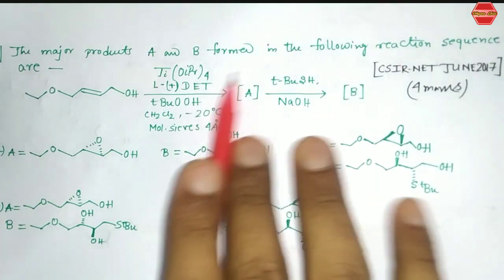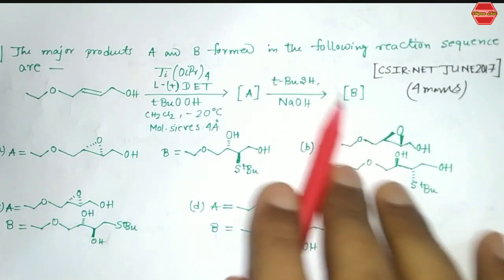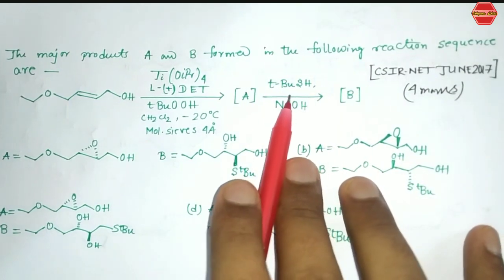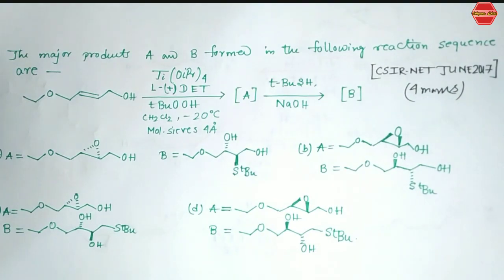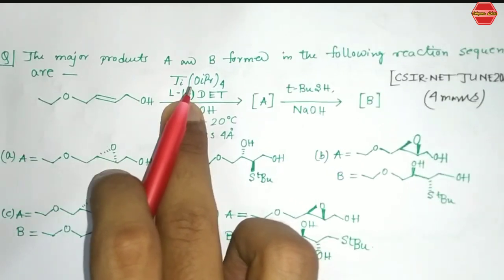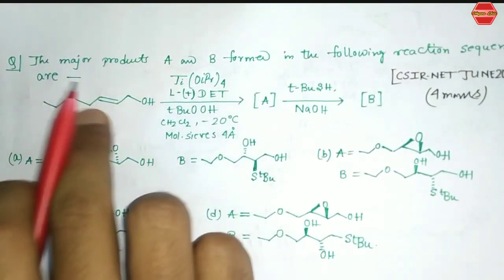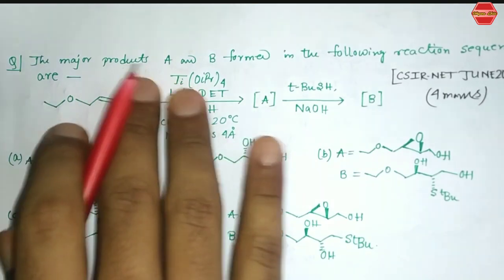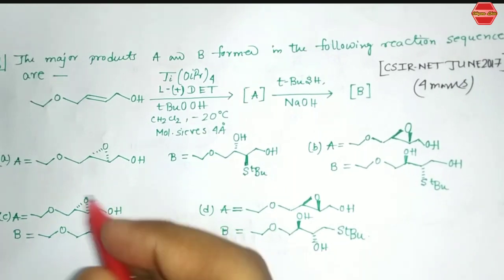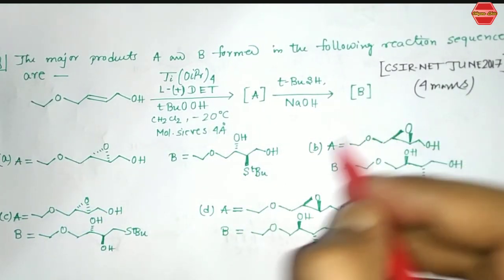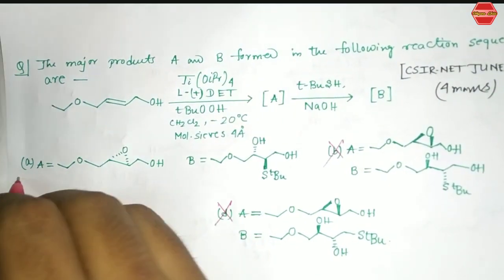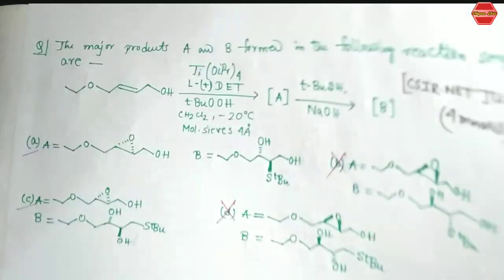Now from this you have to identify the structure B also, for which you are given tert-butyl thiol and NaOH. Now for this we all know what our product will be. The plus DET is given. We all know this plus DET already, it generally delivers the oxygen to the lower side, so that is why we are getting the structure A as our product. So this B is not our option, and D is also not our option. So either option A or option C will be our correct answer.